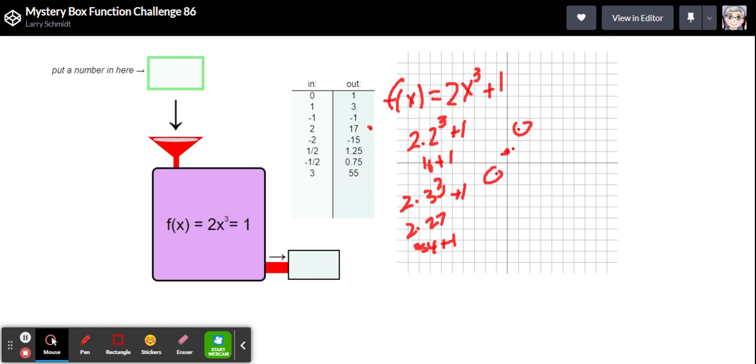Whoops, looks like there's a typo in this one. That should be a plus sign there. 2x cubed plus 1 should be our answer. Let's go ahead and graph this as well. And there it is, that beautiful cubic function flattening out around its center.